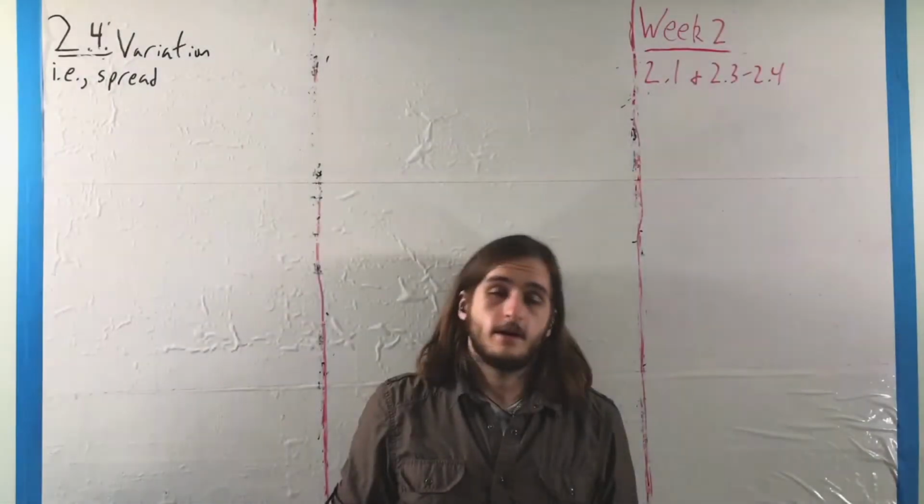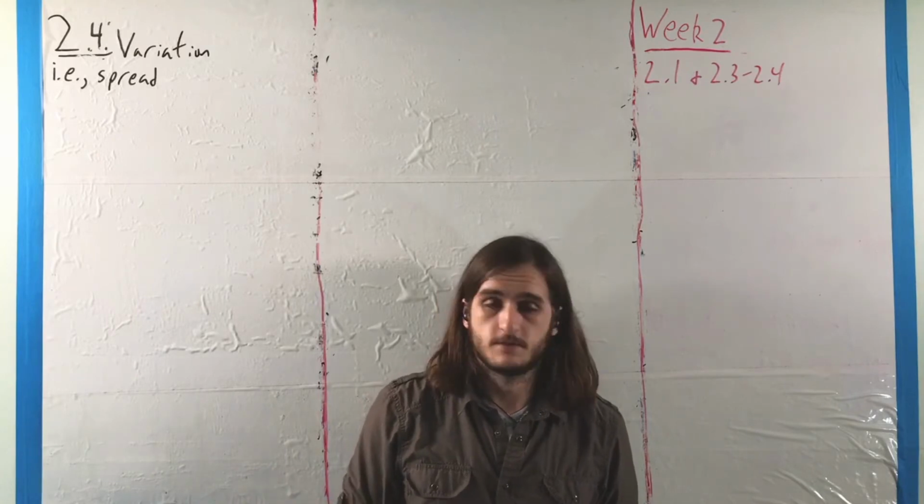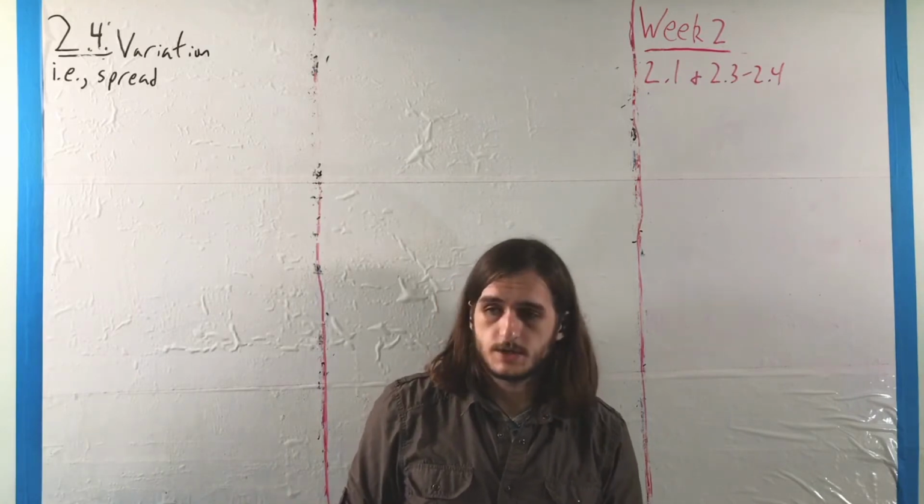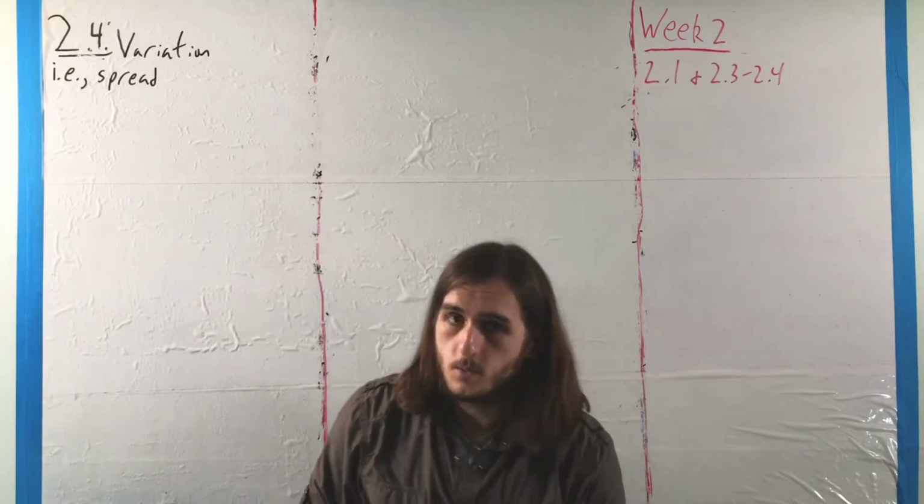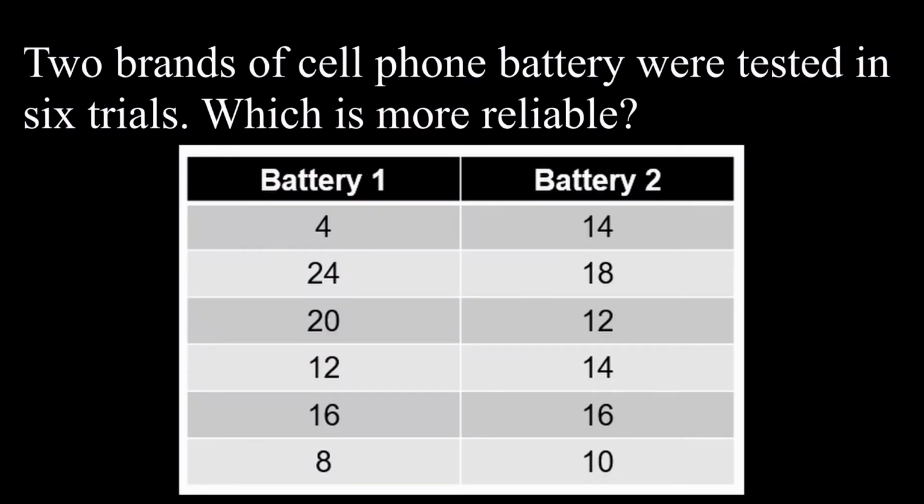So now we're going to talk about our measures of variation, which, as I said, are something like measures of spread. And to understand this, we're going to start with a motivating example, where here we have two brands of cell phone battery that are tested in 6 trials, with results shown in the table below, where we want to determine which of them is more reliable.